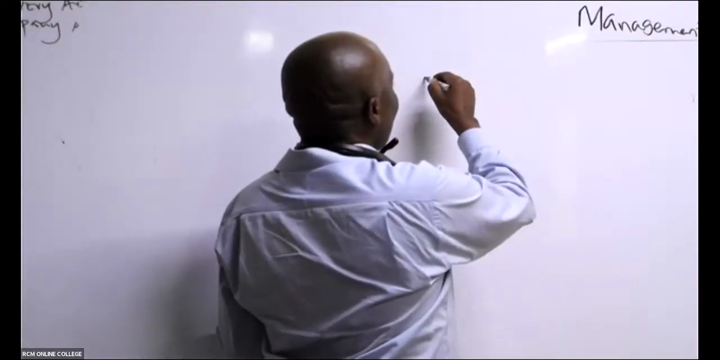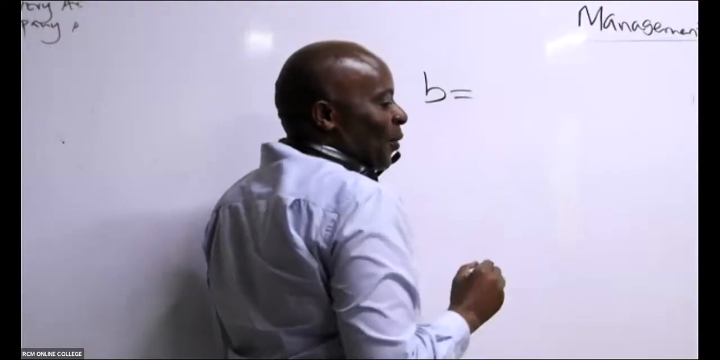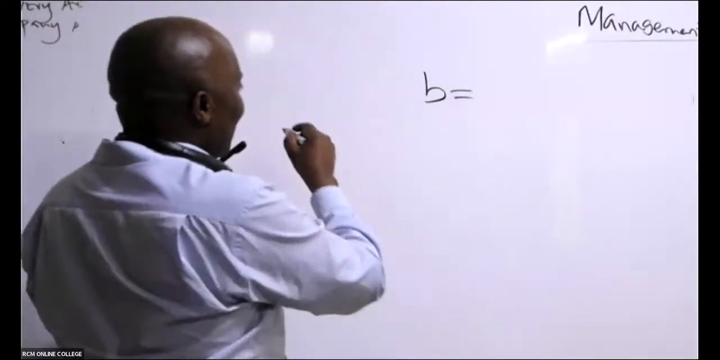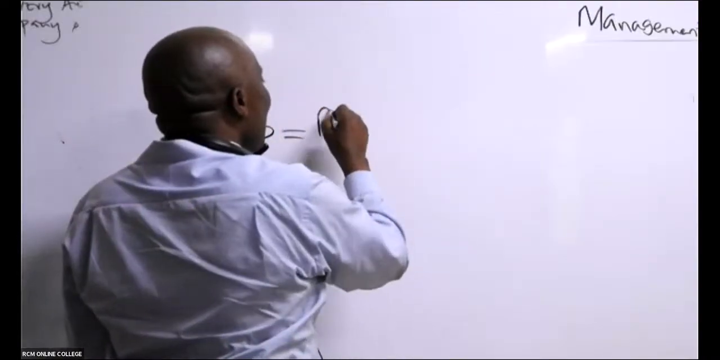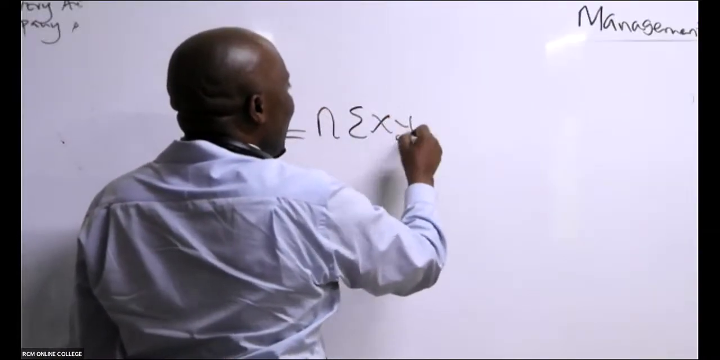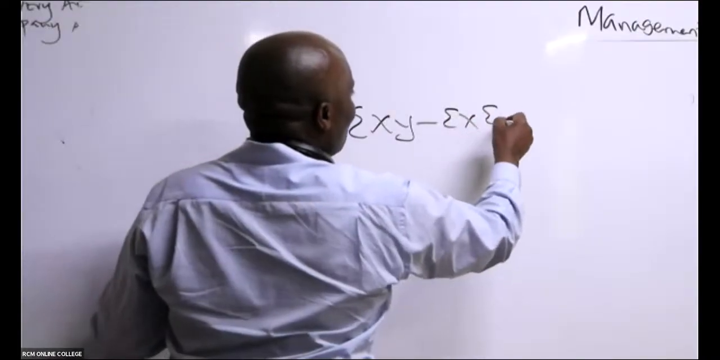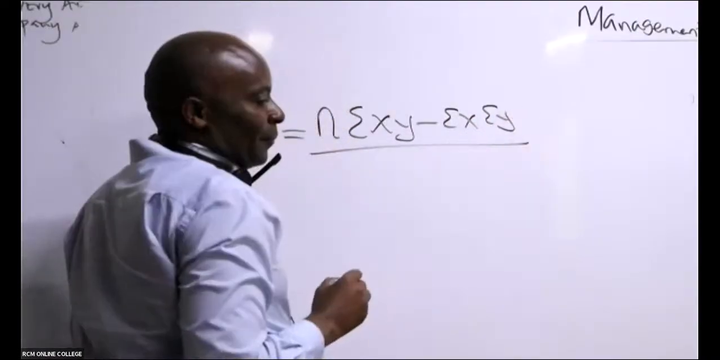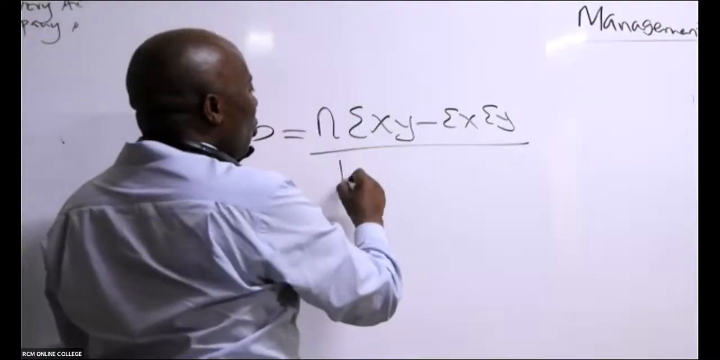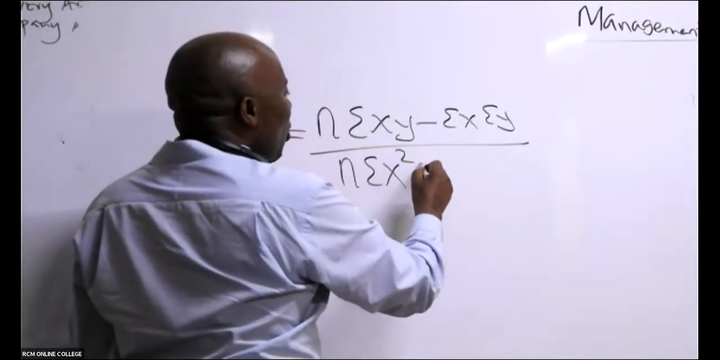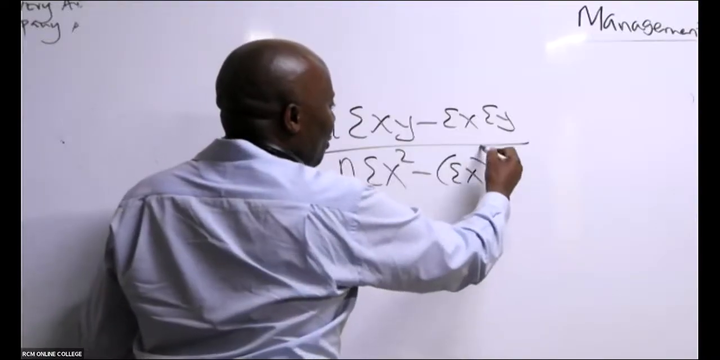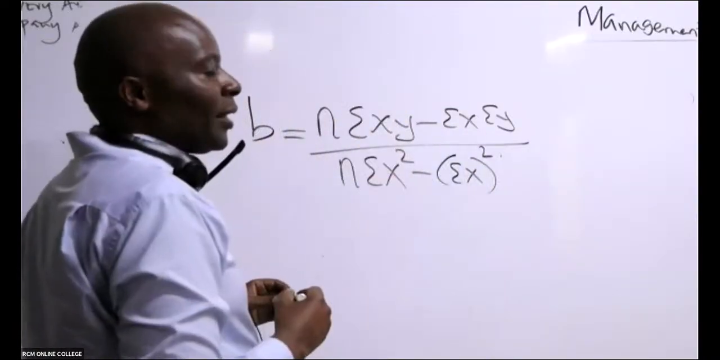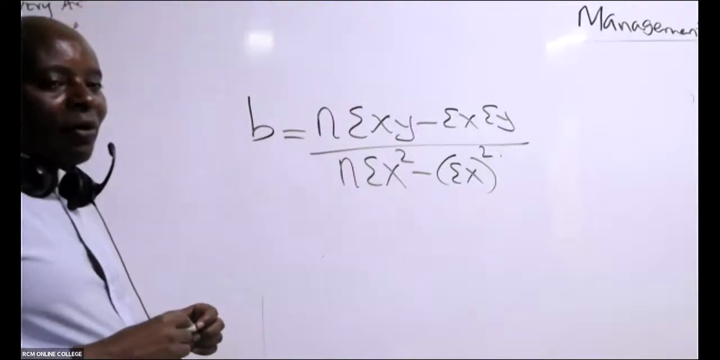So, ladies and gentlemen, we start with B. How do we get this B? Using regression analysis, to get B we normally take n summation of xy minus summation of x, summation of y, all over n summation of x squared minus the bracket summation of x squared. That is how we get our B.